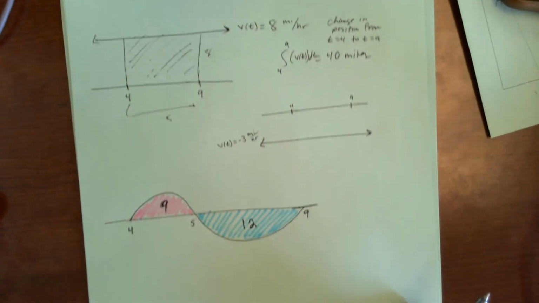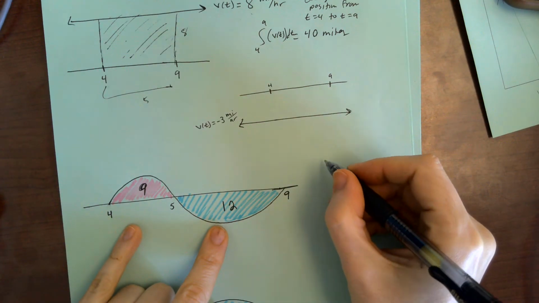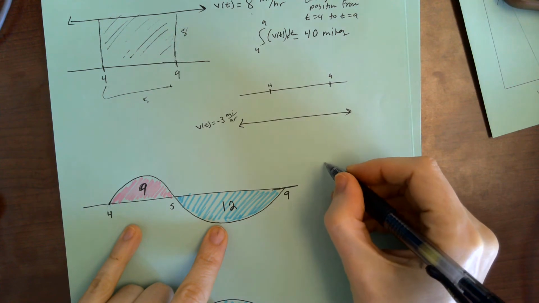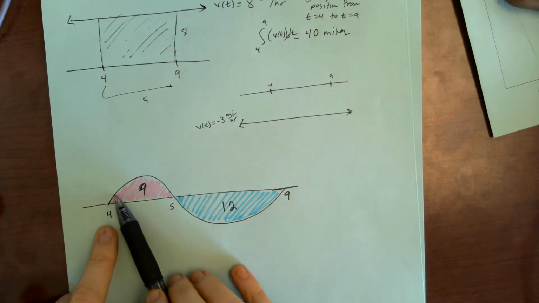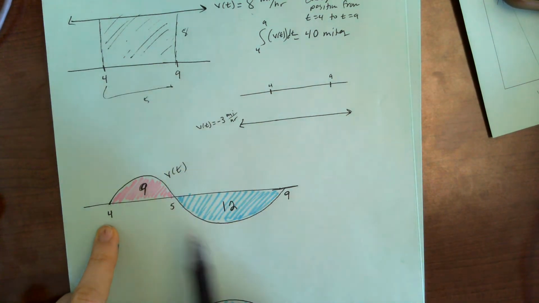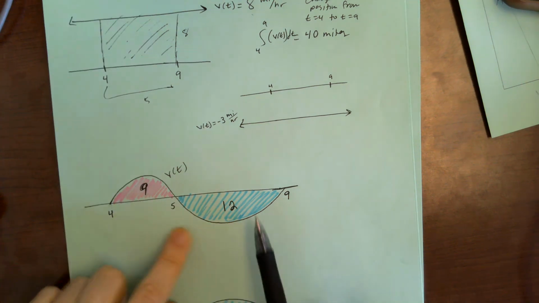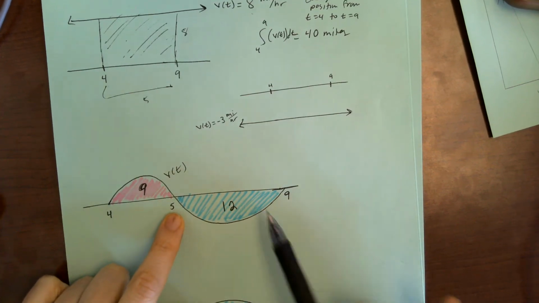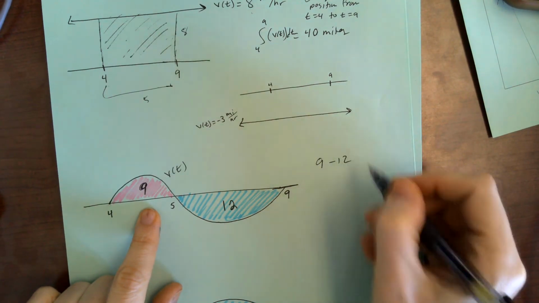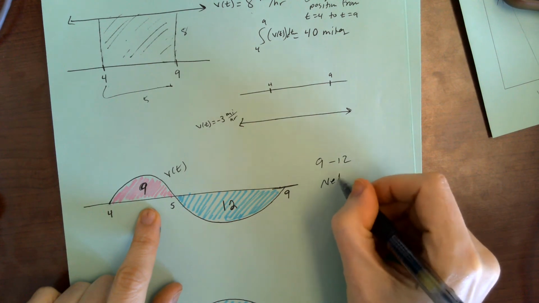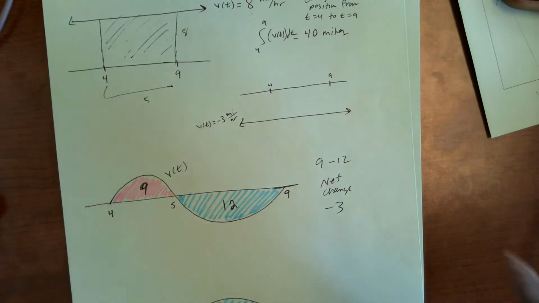Okay, so let's go down here for a second. If we see something like this, let's figure out the change in position from 4 to 9. So this is the velocity curve. From 4 to 5, we've traveled 9 units. And then from 5 to 9, we've traveled 12 units, but in the opposite direction. So this is 9 minus 12. So the net change in position there would be -3.